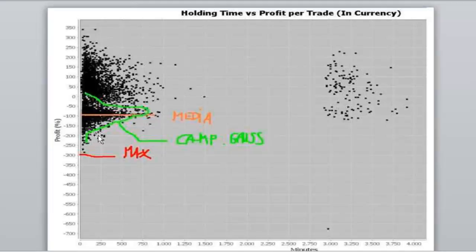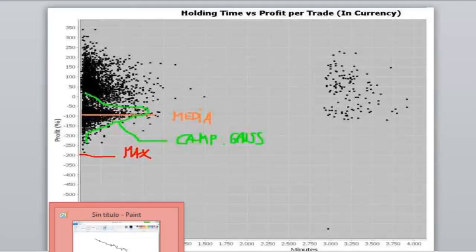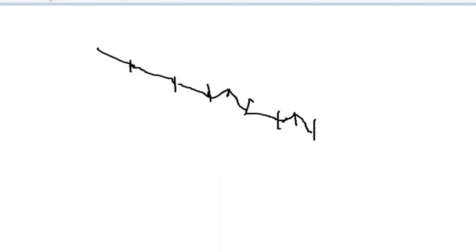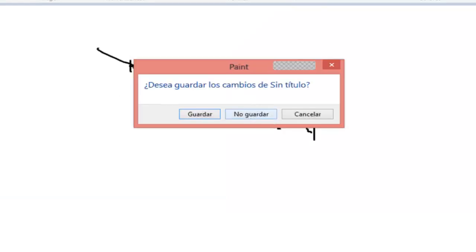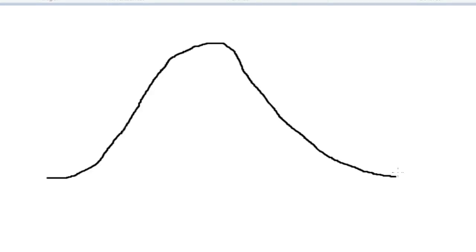Do you know what a Gauss bell is, guys? Gauss distribution. Gauss bell. Does it sound familiar? Yes or no? Gauss bell. Did you see this before? Okay, great.